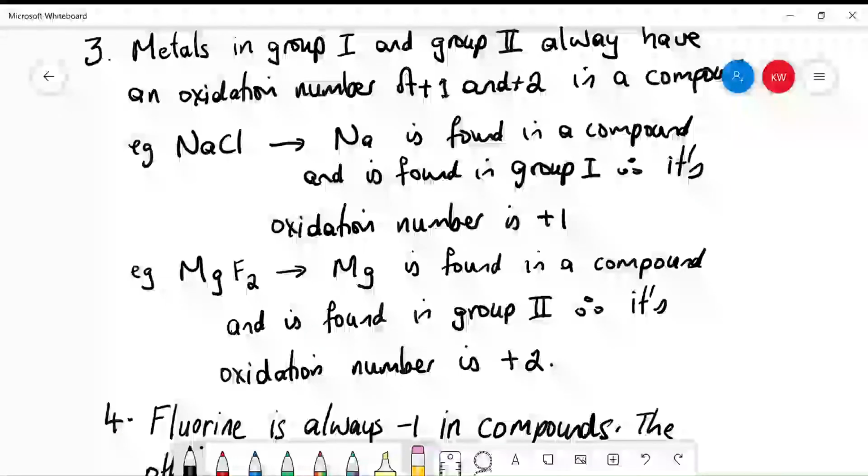Here I gave you 2 examples. We have sodium chloride. Of course, sodium is from group 1, so it's going to have an oxidation number of +1. Magnesium is from group 2, so it's going to have an oxidation number of +2.